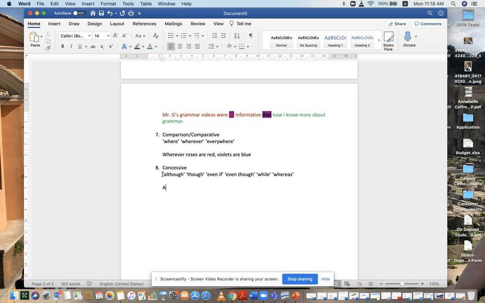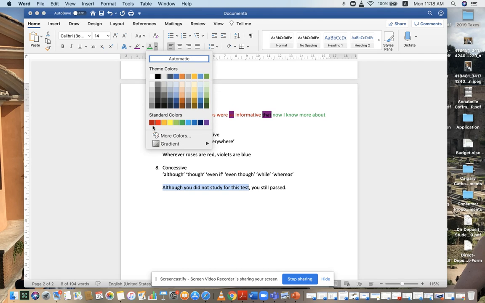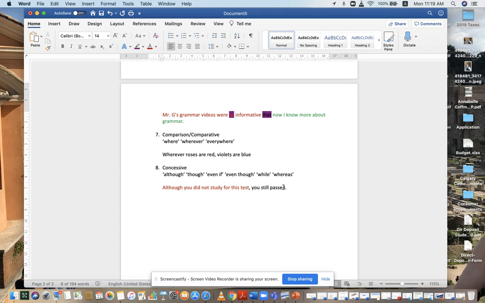Here's a good example. Although you did not study for this test, you still passed. Okay, so you're conceding one point for the first. The idea is you still passed. Okay, but the concession is you didn't study, right? Which is bad, but by throwing although in there, I'm dismissing the idea that it was bad. Okay, so right there is my dependent, and right here is my independent.